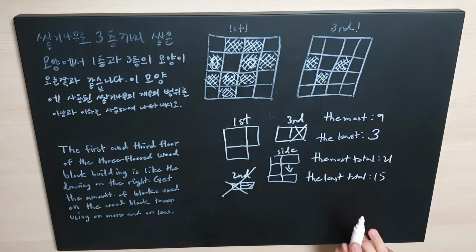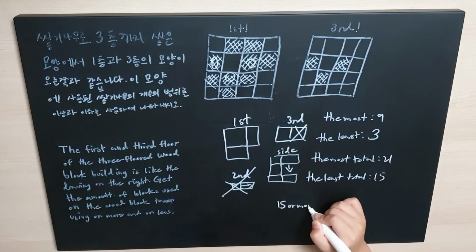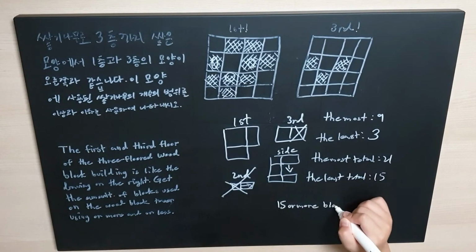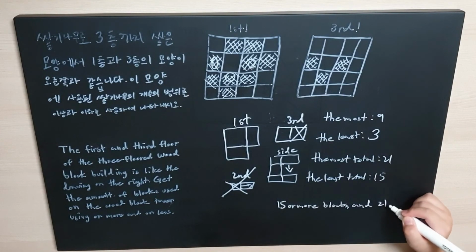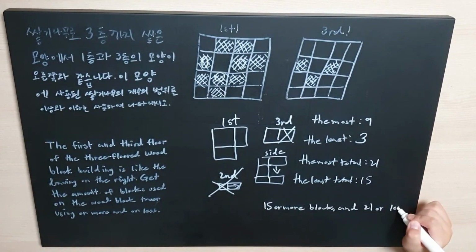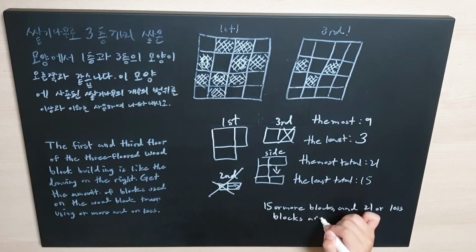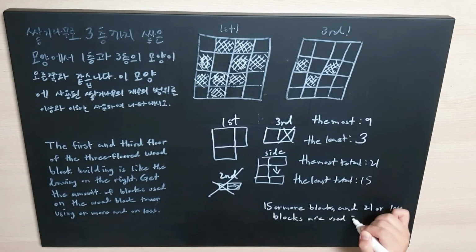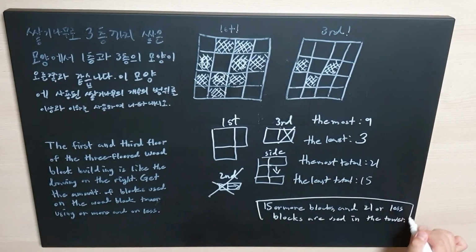So the answer is, it said use "or more" and "or less," so you need to say 15 or more blocks, and 21 or less blocks are used in the tower. Yeah, so that is the answer to this question.